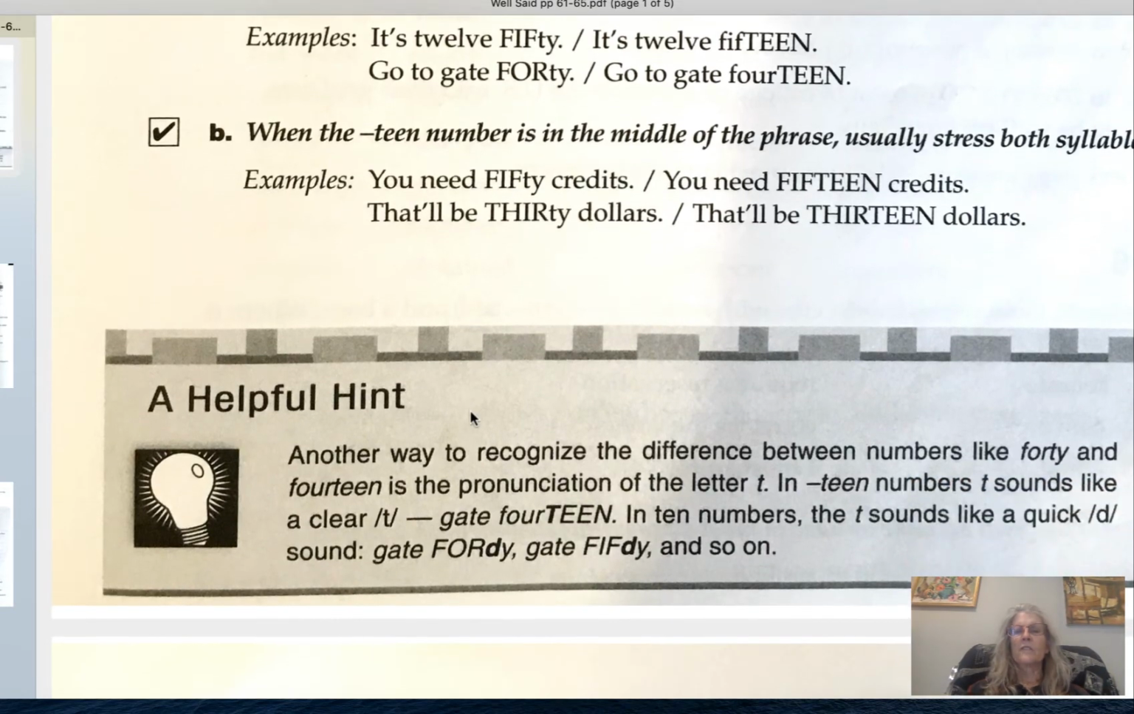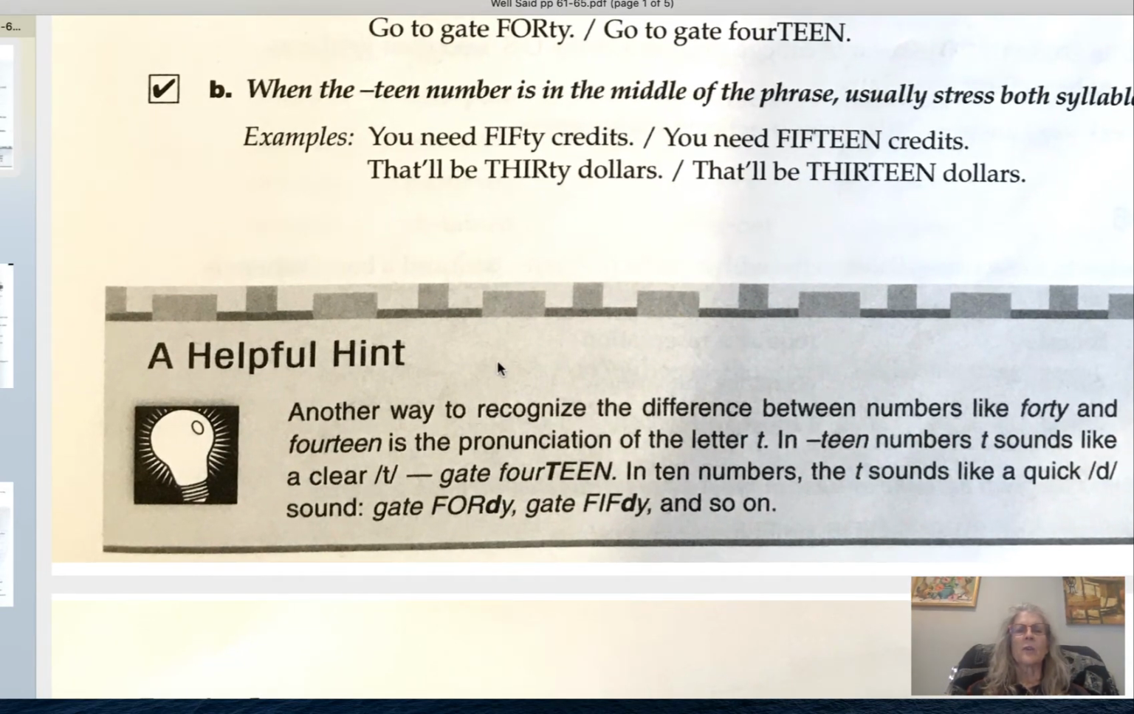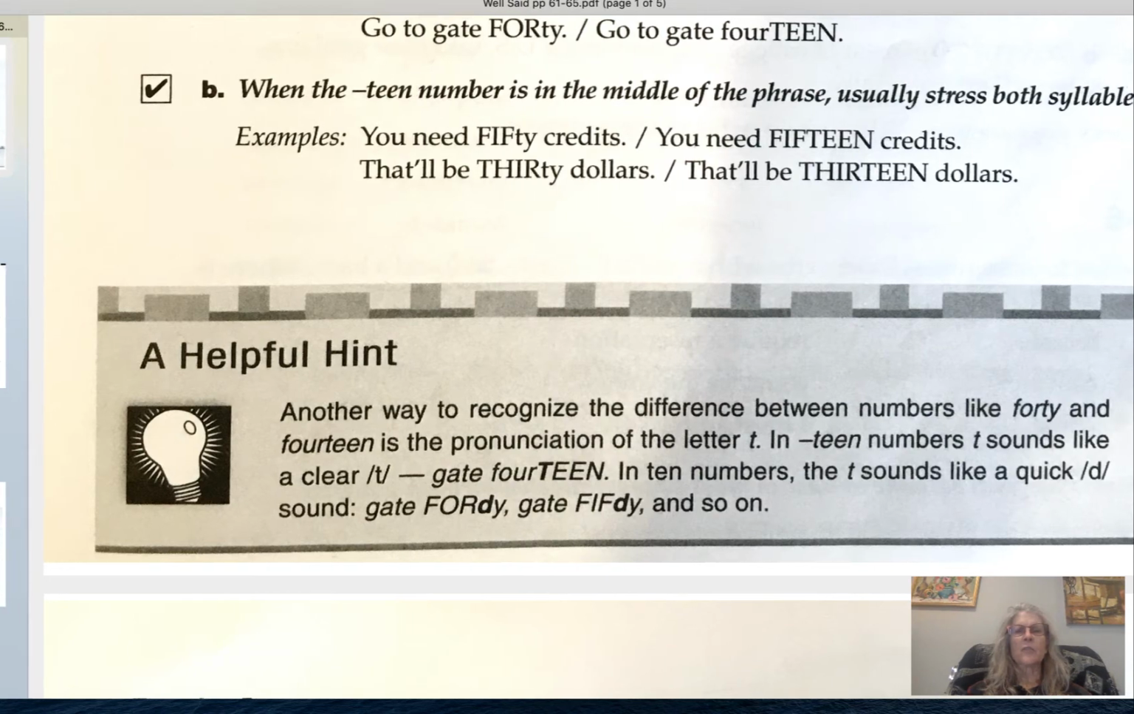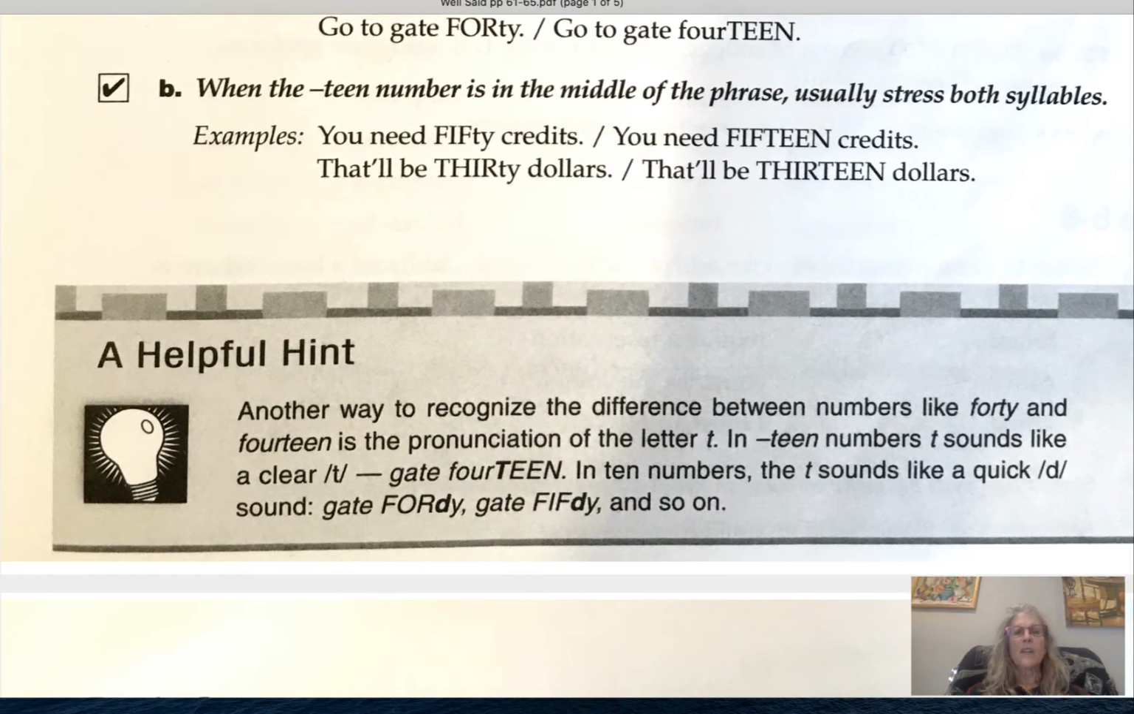So here is a very helpful hint, and you want to make sure that you kind of know this one actually. So another way to recognize the difference between the numbers like 40 and 14 is the pronunciation of the letter T. Now, you've had a little bit of experience with this with Betty Botter, right? We know that when a T or D comes between two vowels, we're going to flap the T, meaning we're going to turn it into a very quick D. So it sounds like the tip of your tongue is hitting the roof of your mouth very quickly and coming back down. So we don't say the T sound, but we say the D sound. But it's quick. D, 50, 40.